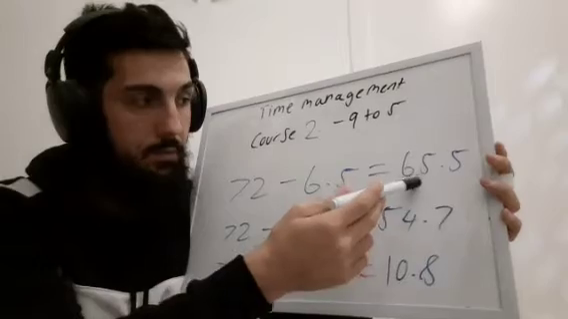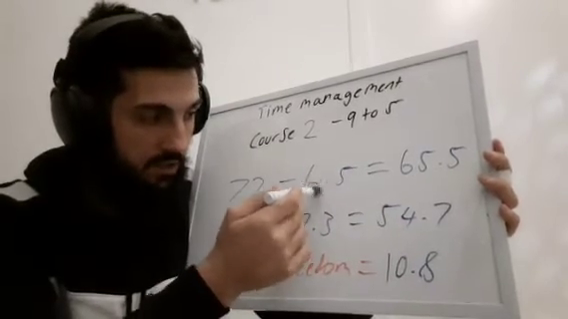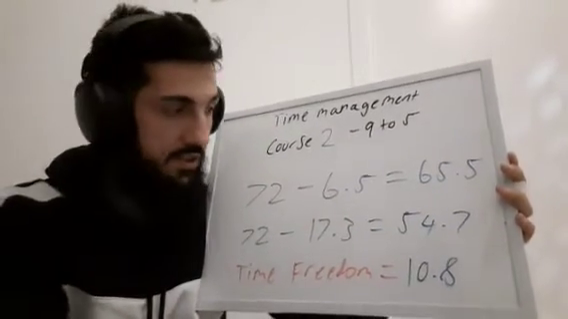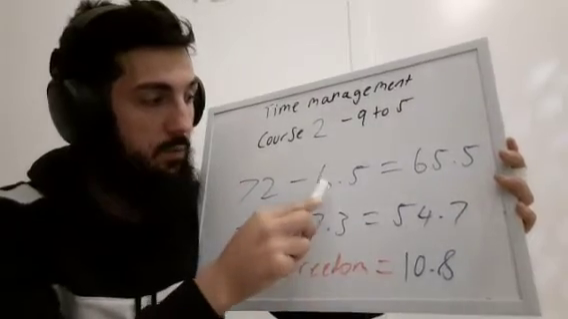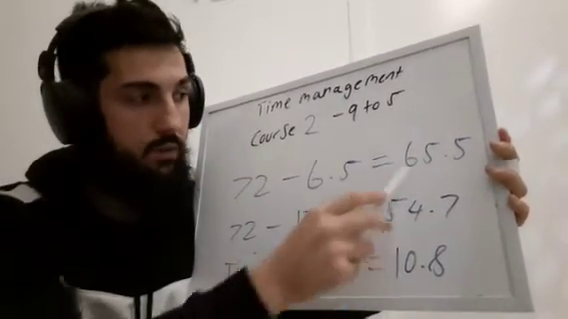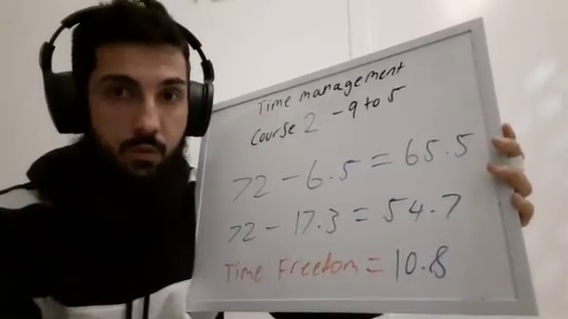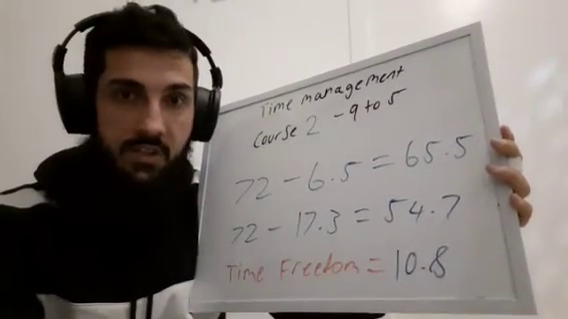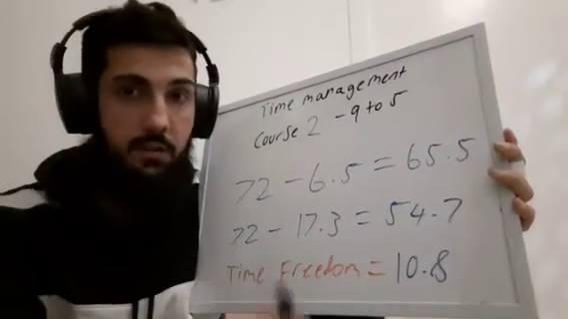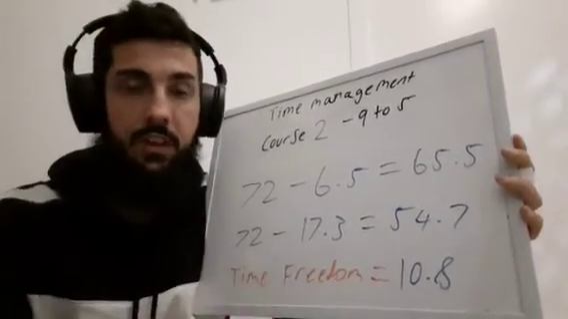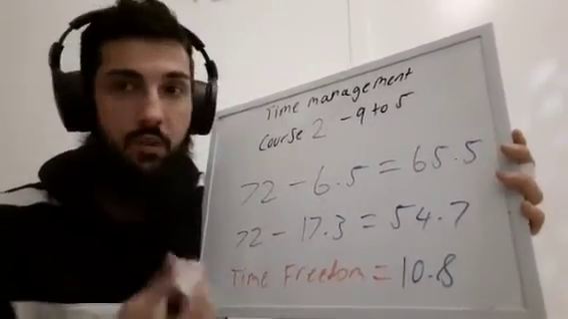Realize there are people who are working 9 to 5 this long. They're going to work 6.5 years of their life, while they're going to have an extra 65.5 years to work on their side hustle or whatever they're doing in life. That's the whole point of time management.